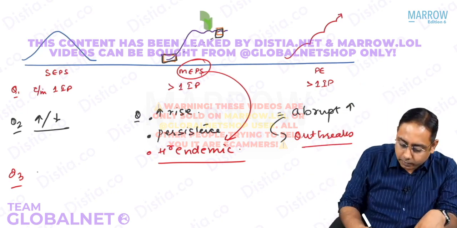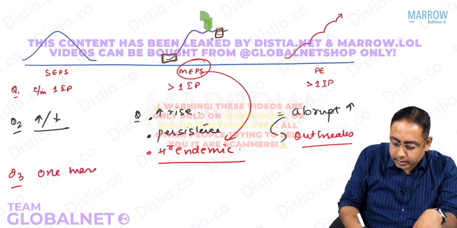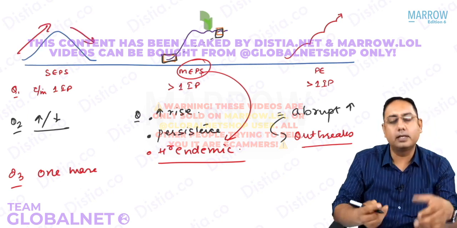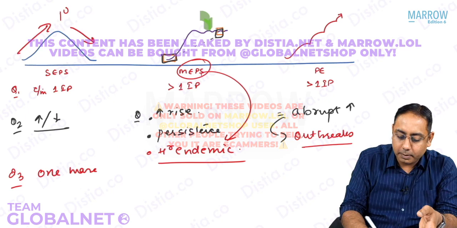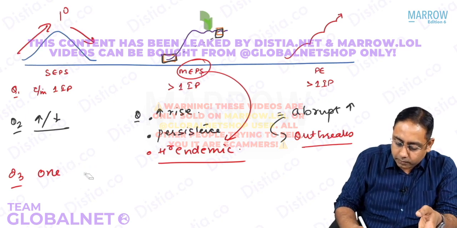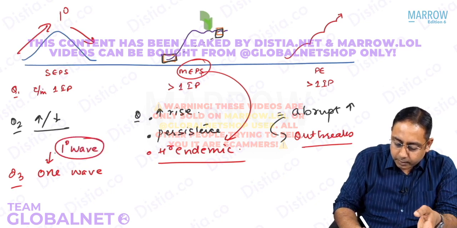Common sense, there is only one wave, which increases and then decreases. Common sense, right? There is only one wave. This wave is called the primary wave.